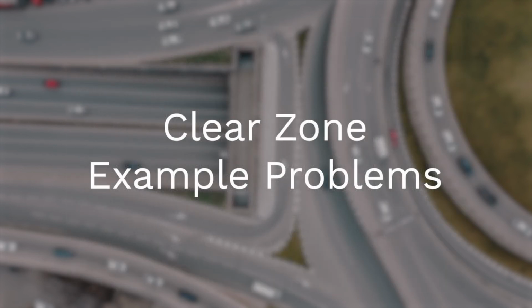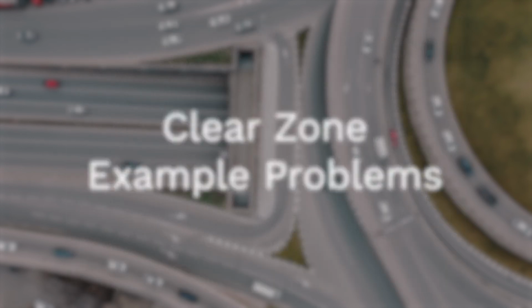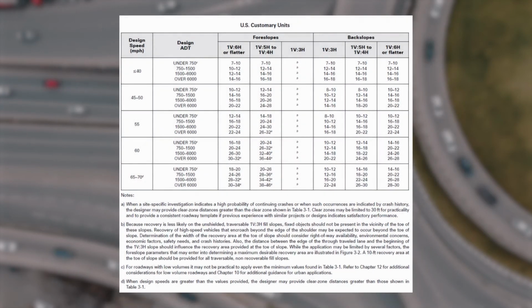Let's look at an example problem of how we would actually determine the clear zone. This is from the AASHTO Roadside Design Guide, 4th edition. We'll be using the US customary units. Some of the columns that we'll be looking at here include the design speed, anywhere from less than 40 miles an hour up to 70 miles an hour. The design ADT, or average daily traffic, can then be input here to determine what our clear zone will be. We'll be using either the foreslope or the back slope, with the determination of the actual slope involved.